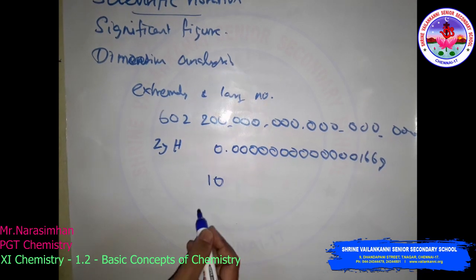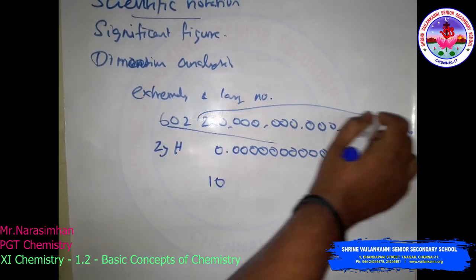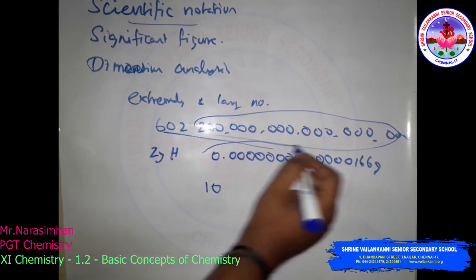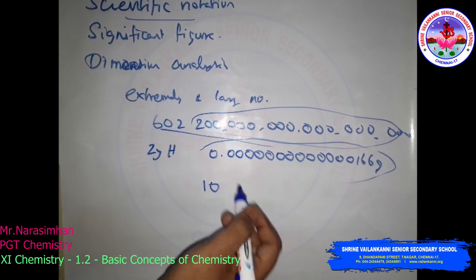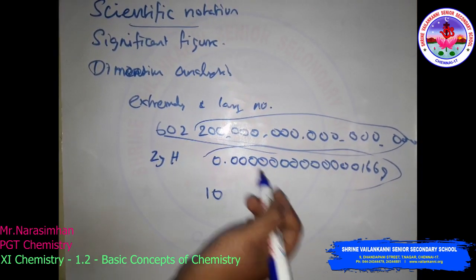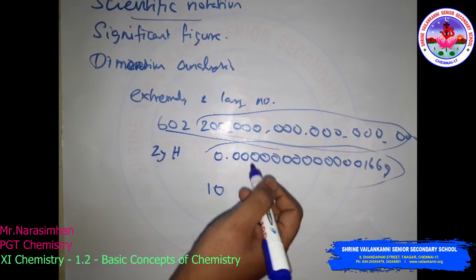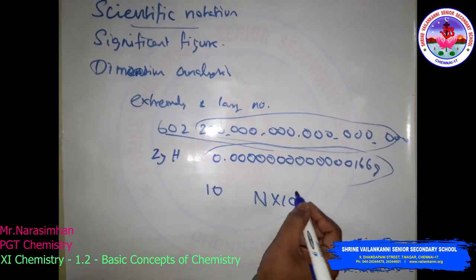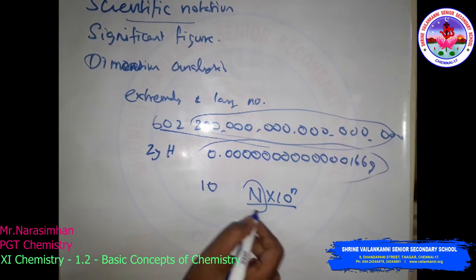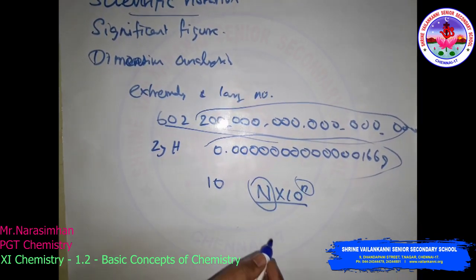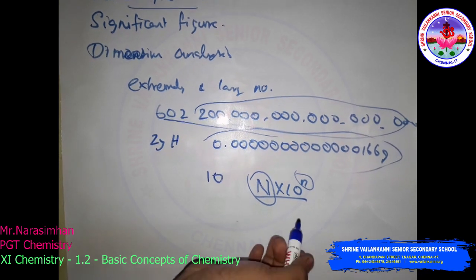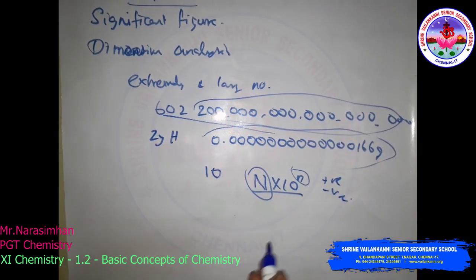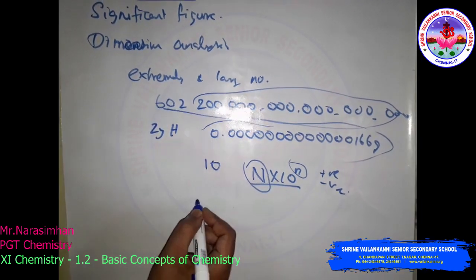For example, you can write numbers in powers of 10. That is scientific notation, an exponential notation in which any number can be represented as N times 10 to the power n. Here N is a number and n is an integer, the exponential factor. The exponential factor may be positive or negative.